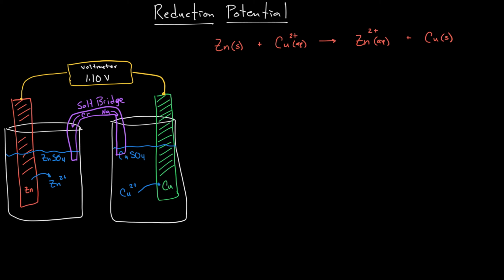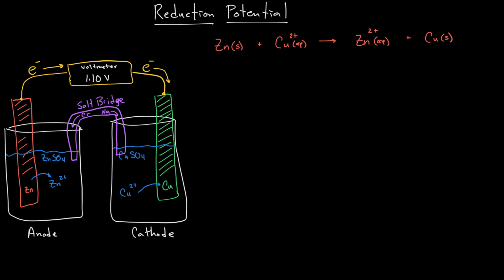We place a voltmeter in the circuit that we show here between zinc and copper, and the voltmeter reads 1.10 volts. The reason it reads 1.10 volts is because electrons are moving from the anode to the cathode. So this is the anode over here, and that's the site of oxidation, and the cathode is the site of reduction. Electrons are going to move through the wire from the anode to the cathode.